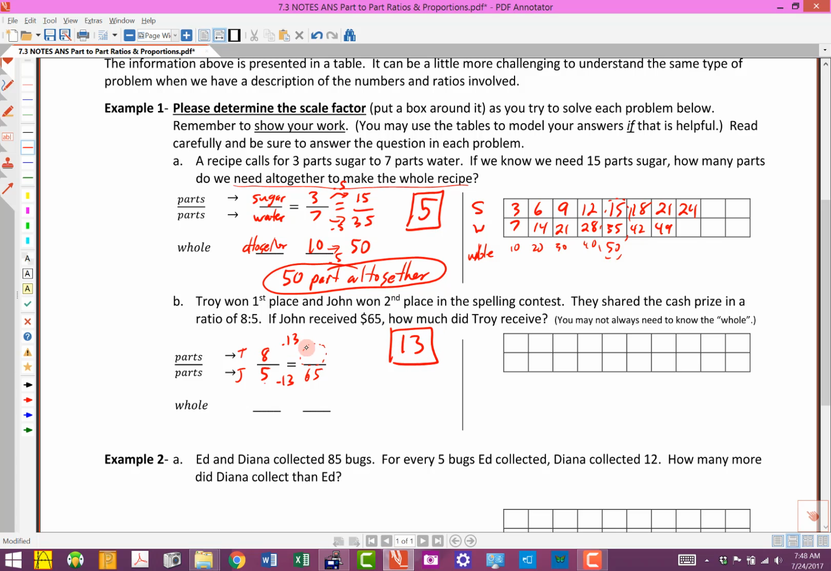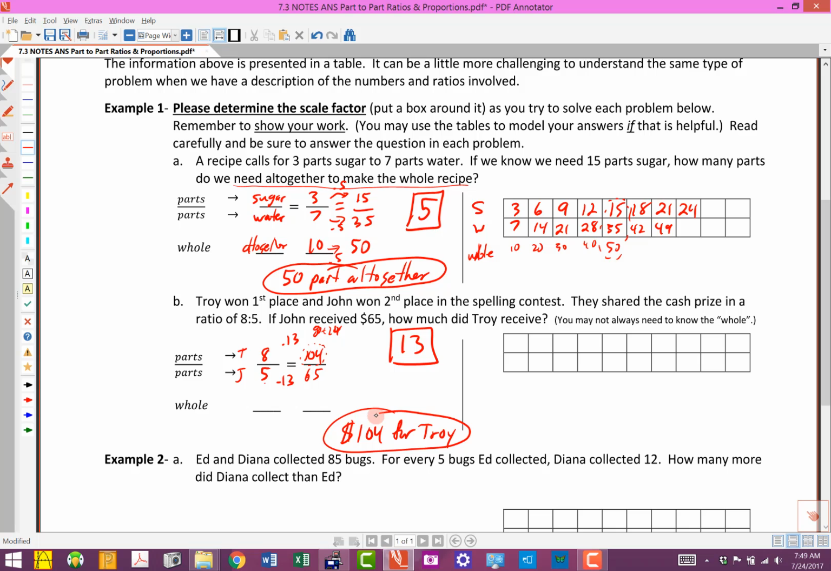And if I times by 13, let's see, 8 times 10 is 80. And then 8 times 3 is 24. So that would be 80 plus 24. And so we end up with 104. Okay. So $104 for, and that was a T, so that was Troy. $104 for Troy. So I'm going to go ahead and circle that right there.